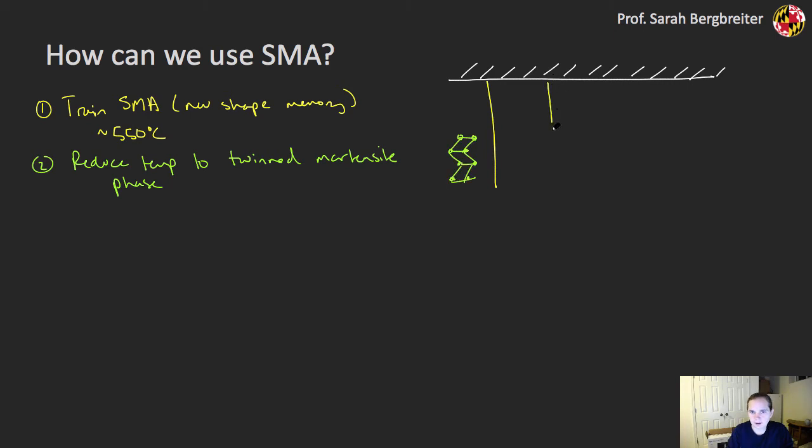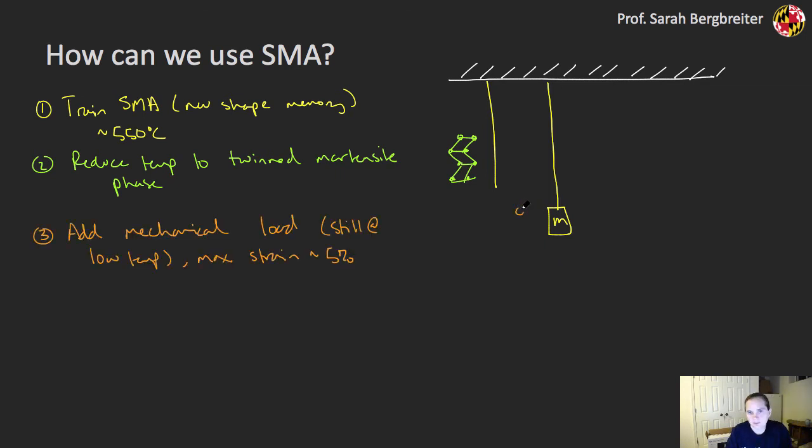My next step is actually going to be to add some mechanical load to my SMA. So imagine my just wire of SMA here, and I've added a mass at the end to kind of strain that. And at this point I'm going to be in that deformed martensite phase. And this is where things get cool.